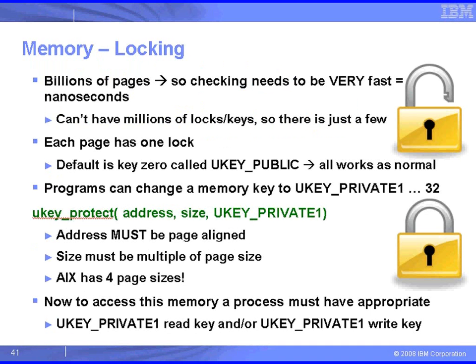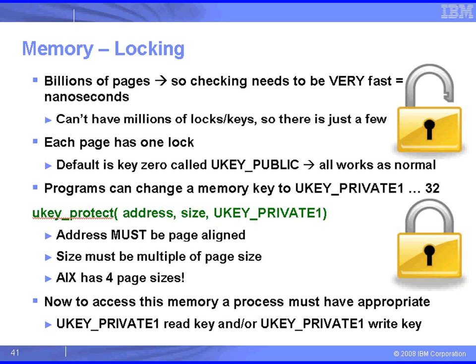A modern machine has billions of pages, and these locks and checks have to be performed very, very quickly, far faster than we can access memory. So we have a low number of locks, and any one of those locks can be associated with a particular memory page. By default, the lock is the public lock, and memory just works as normal. But a program can change the lock assigned to a particular page of memory.